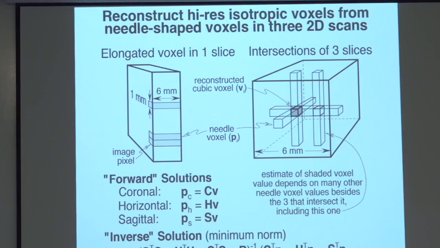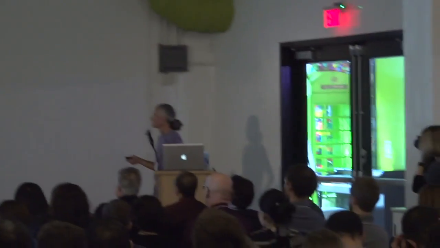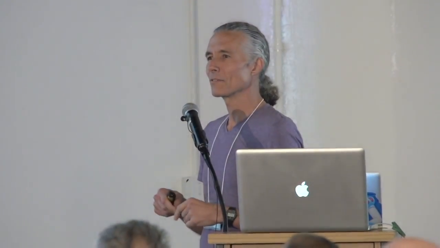But at the time, I just wanted to show this historical slide. The 3D scans didn't work well enough, so we actually had to construct a high-resolution scan from thick slices in different planes. And since Anders and I were already doing these linear inverse things, it's just another linear inverse where you've got these needle voxels and you essentially make a forward solution and invert it.